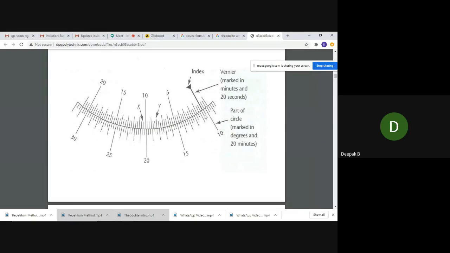In between that, there are only two lines, two divisions, which means that this is how many minutes are 1 degree? 60 minutes. So each degree is divided into 3 portions. That means there will be 2 lines and 3 divisions. So this is 20 minutes and this is 40 minutes.